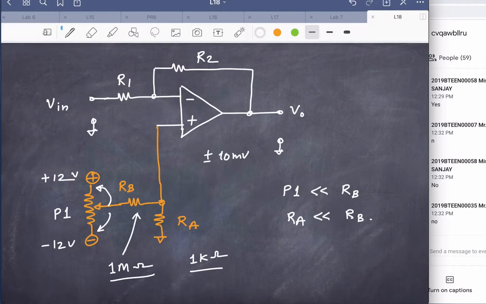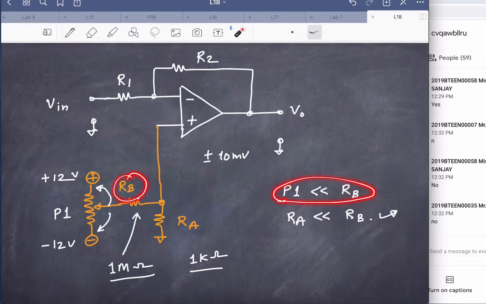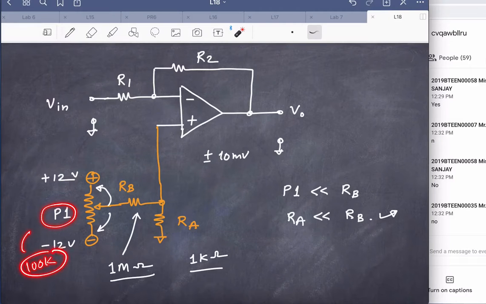Okay. Now why this is done? This will make the output at this point very small, because we want small voltage variation here, plus 10 to minus 10 or plus 12 to minus 12 millivolt. And this we want because we don't want RB to load the potentiometer. So RB should be large and this should be small. So if RB is 1 meg ohm, then P1 can be 100K, 10 times less. Everybody understanding this?